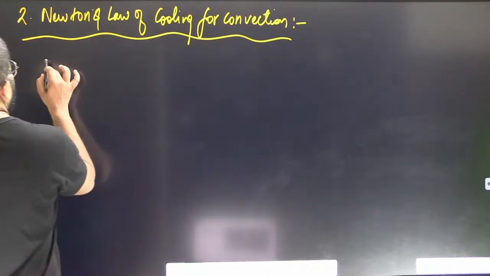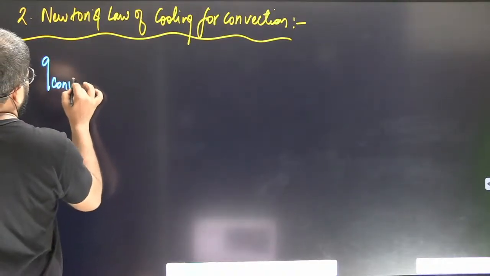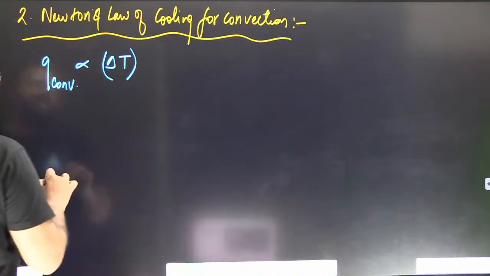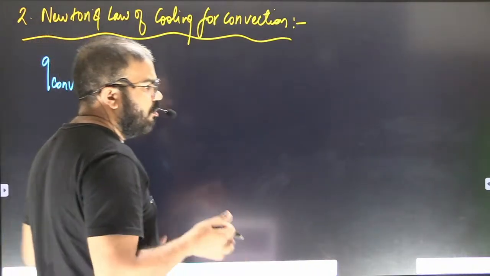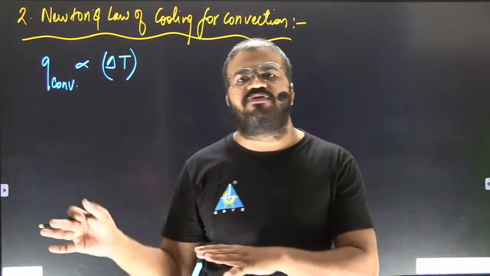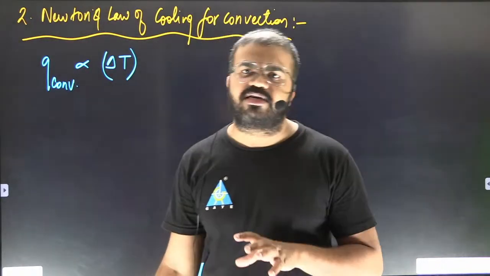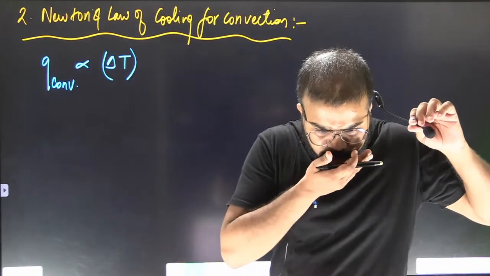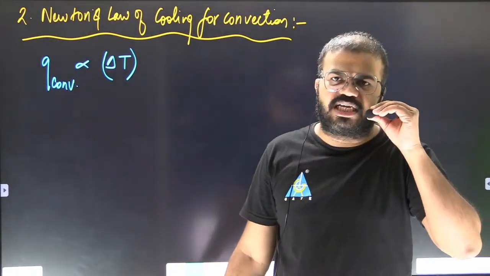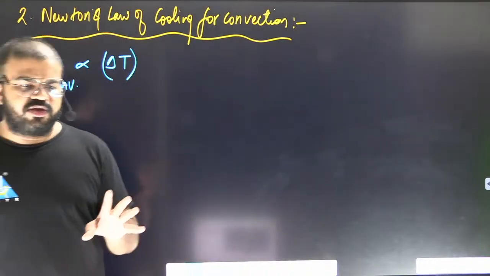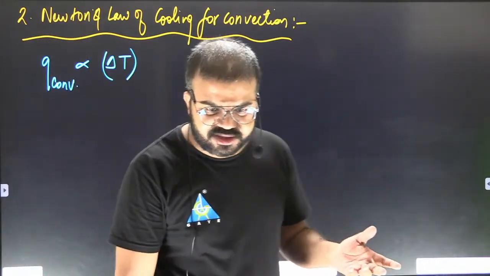See, Q convection, heat transfer due to convection, is proportional to delta T. The higher the temperature difference, the more the convection. If you want more convection to take place, you should have a greater temperature difference. It is simple. Heat transfer occurs due to temperature difference, so a higher temperature difference gives more heat transfer.